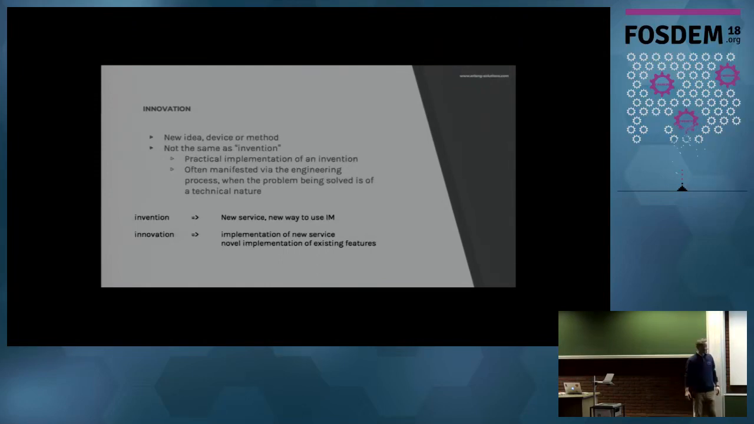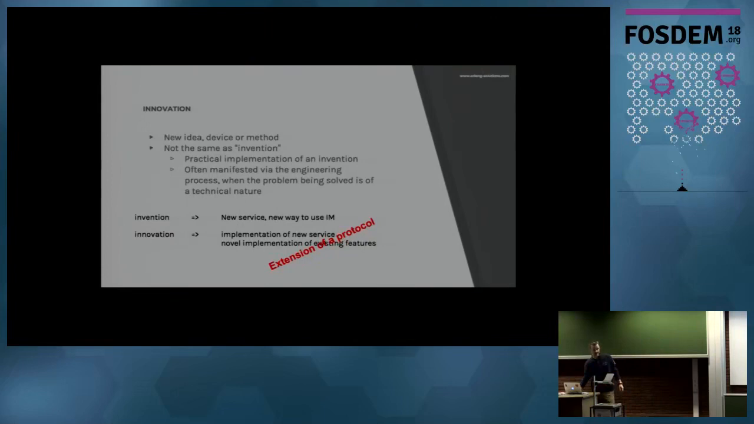So in our case, invention would be something new that we want to do using instant messaging, some new service, some new ways to use it. And innovation would be implementation of those. Or alternatively, innovation can be a new way to do something that already existed, some old idea which is done in an innovative way. So in our case, it's going to be extension of a protocol, right? That's what we are going to talk about. How can we innovate using this protocol of ours?